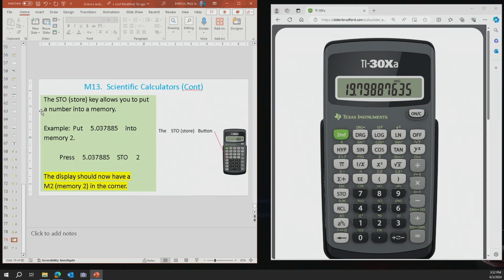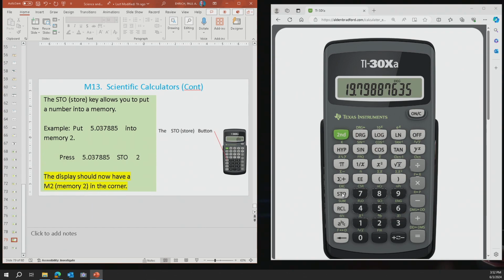So what we want to do here is use the store button. That is going to be this one here that says STO. STO stands for store, and we're going to store a number into memory. The number that we want to put into memory is this really, really nasty looking number here. 5.03785. So it's a number.